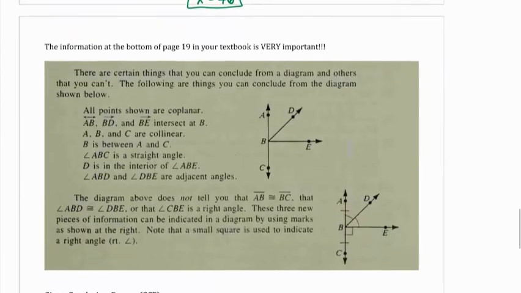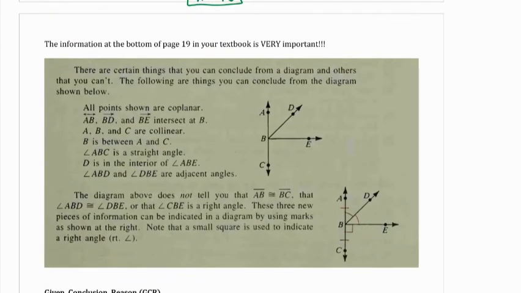Okay, this next piece, this is actually on a page in your textbook, and I will talk about this a lot over the next couple of weeks. But in geometry, there are certain things that you're allowed to assume from a picture, and there are certain things that you're not allowed to assume from a picture. Okay, so if I look at this first picture here, it tells you over here what you're allowed to assume, right? All the points there are coplanar unless it tells you otherwise. I can tell that all of these things all meet here at B and they intersect there. You're allowed to assume that.